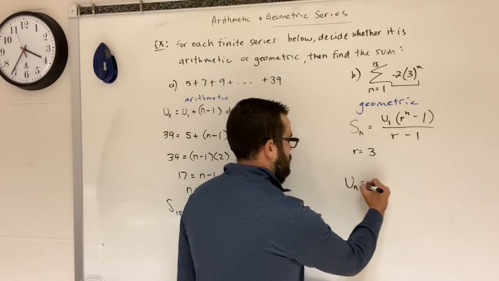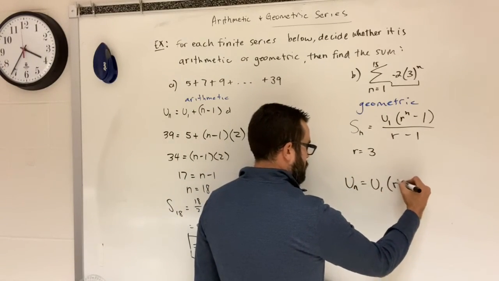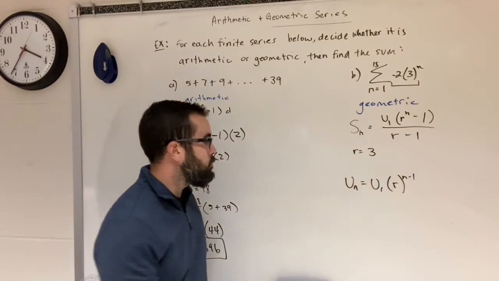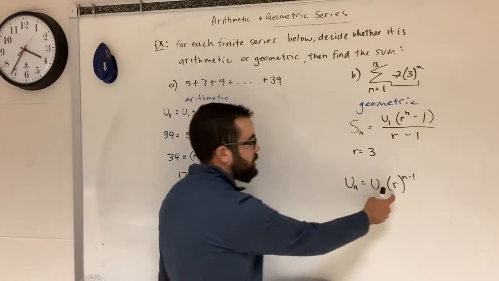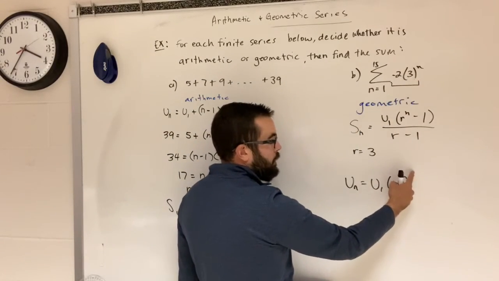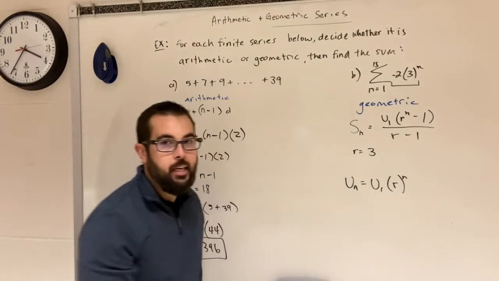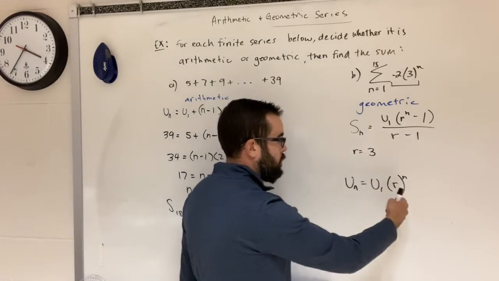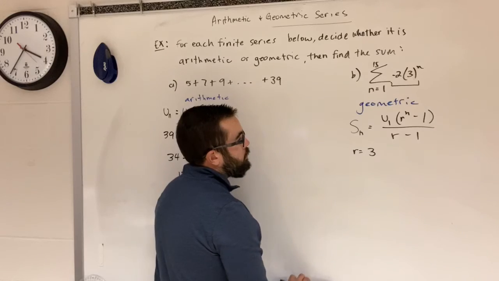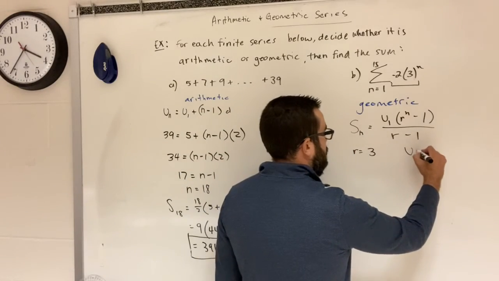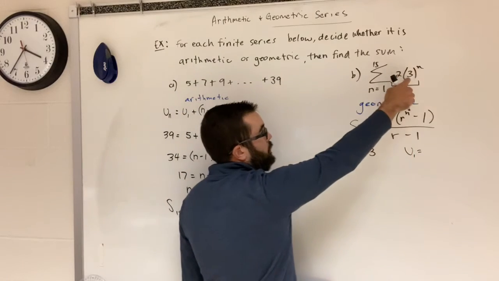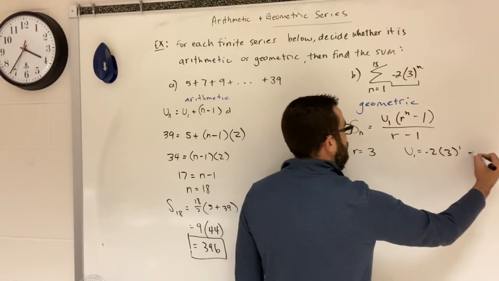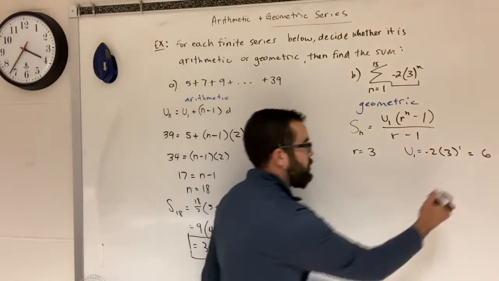Because in geometric sequences, we learned this formula. Well, that's in that form, it's just not n minus 1, it's just n, which doesn't take away the fact that it's geometric. Okay, they just define the terms a little bit differently. So r is 3, so we need to find u sub 1. Well, u sub 1 is going to be found by just plugging in 1 for n. So it would be negative 2 times 3 to the first power, which is negative 6.